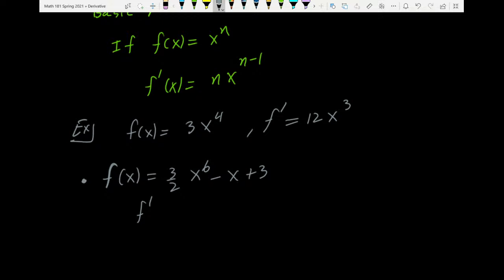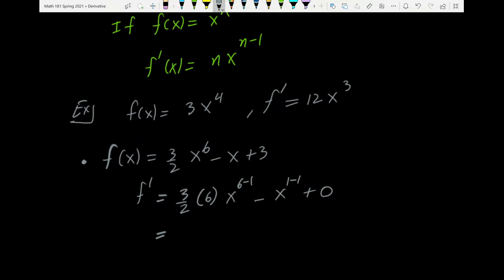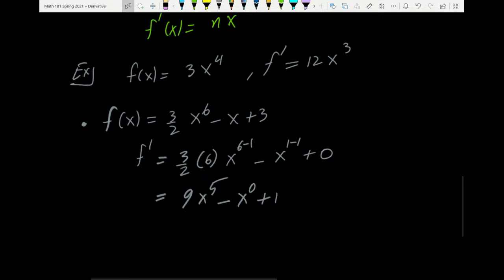All right. So the derivative of that would be 3/2 times 6 x to the 6 minus 1, minus x plus 0. 9x to the 5 minus x to the 0 plus 1. And x to the 0 is what, guys? 1.